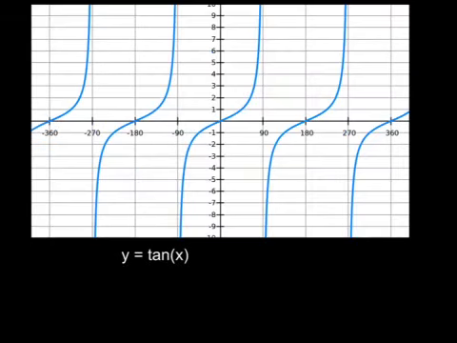The graph of y equals tan x is different. The tangent of 0 is 0. The tangent of 90 is undefined. It's an infinite number. So this line here, the line x equals 90 degrees, is an asymptote. The graph approaches this line, but it never actually touches it, and it certainly never crosses it. The tangent of 180 is 0, and then the line x equals 270 is also an asymptote. So this is a periodic graph, and this time the graph repeats every 180 degrees.